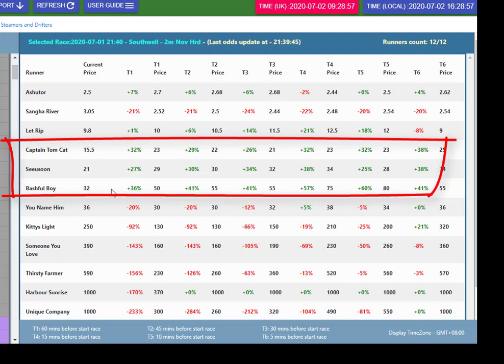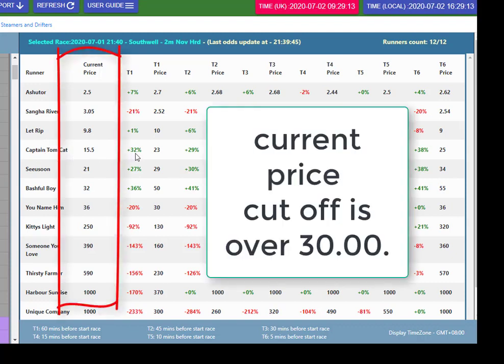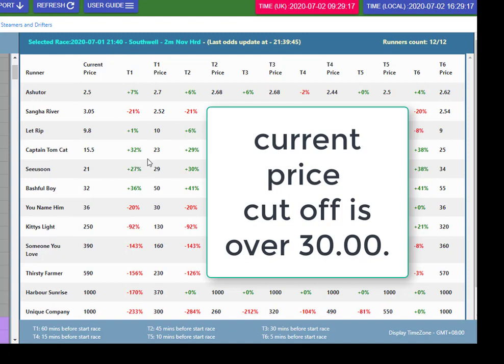But Bashful Boy is not a selection because in this example I'm going to show you, we use 30 as our cutoff. So we do include price at 30, but any horse over 30 is not qualified. So in this race, we have only 2 horses that are all green. So 2 selections that are all green.